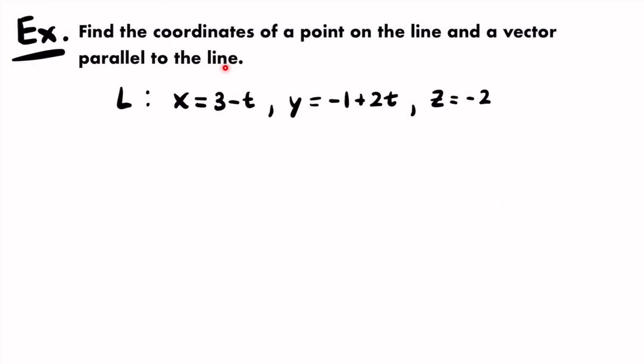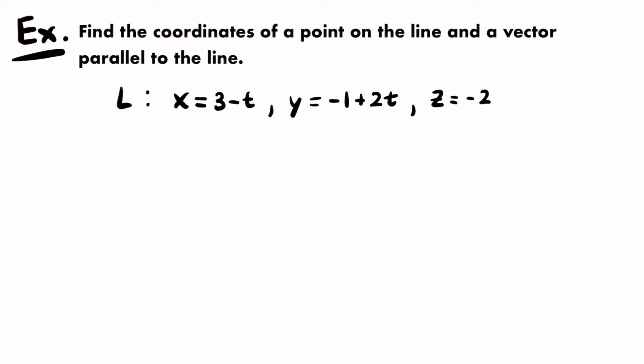Okay, so here's our next example. We want to find the coordinates of a point on the line and a vector parallel to the line. And so we're given a line here. In particular, we're given a line in parametric form, right? We have 3 parametric equations that represent a line. And essentially what we're doing in this example is the opposite or the reverse of what we've been doing so far in this video, in the first 3 examples. Instead of finding a line from a coordinate point and a vector, we want to find a coordinate point and a vector from the line.